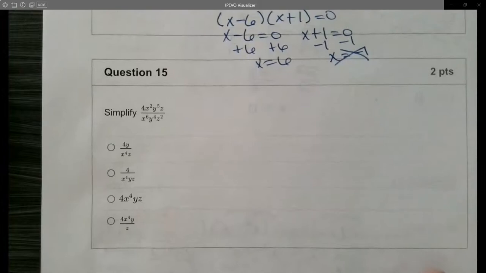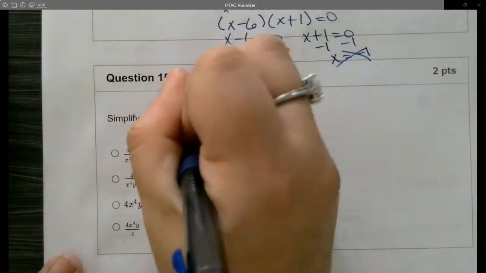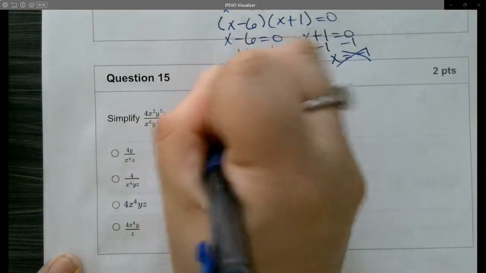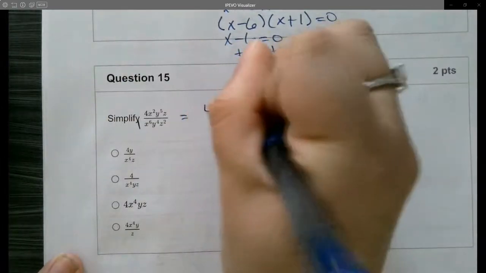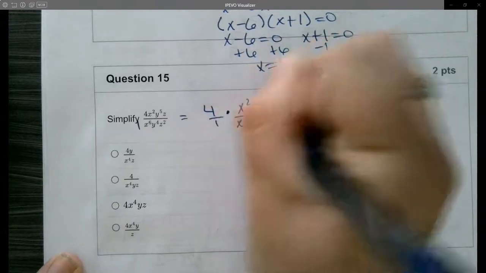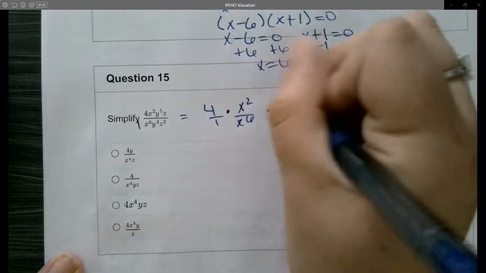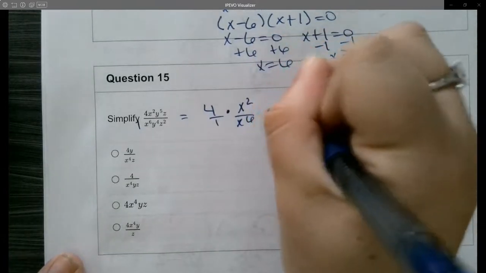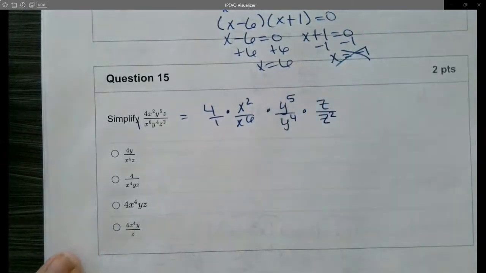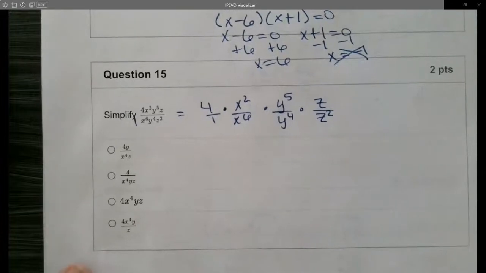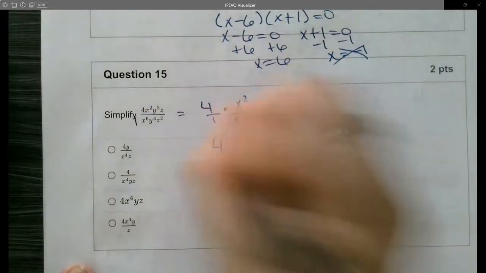Okay. This last one wants me to simplify, so I'm going to split it up into a bunch of fractions. I have 4, and then I'm going to put a placeholder 1 on the bottom, times x squared over x to the 6th, times y to the 5th over y to the 4th, times z over z squared. Then I want to simplify each of my fractions. 4 divided by 1 is 4.